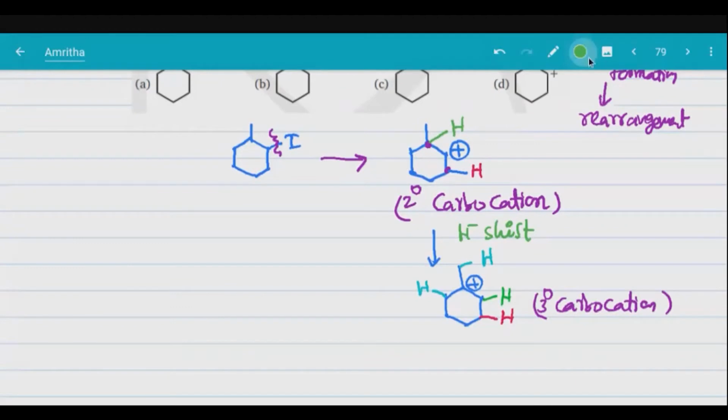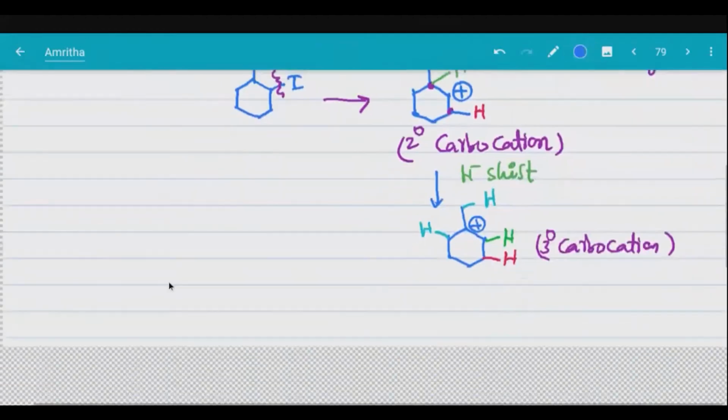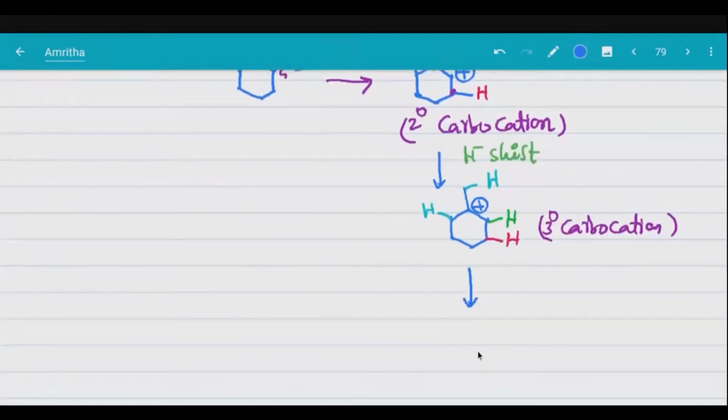So next step is this. This is the plus charge, and water will give an electron pair.